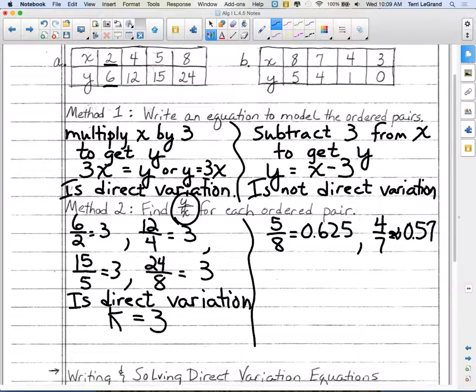Remember, these always have to turn out the same. So it's already broken down. We don't even have to finish. Every single one of these y over x relationships has to be the same value like it was over here in our A. We ended up with 3 every time. Over here, it's already broken down. This is not the same as that. So we would say is not direct variation.